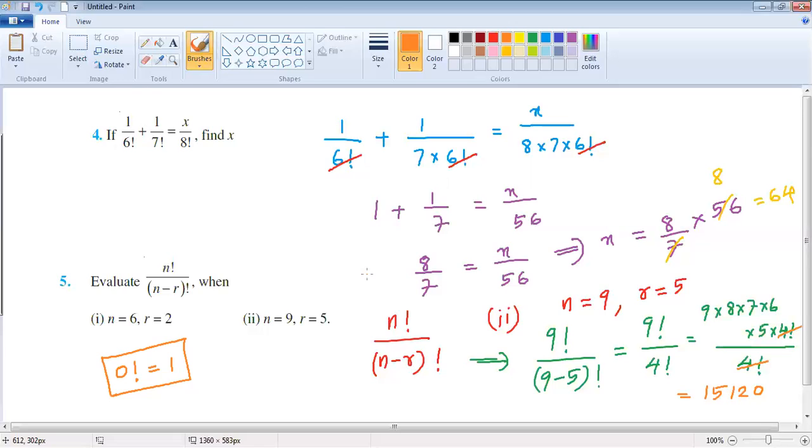Now we will move to the next concept, permutations and combinations. Both are about the number of arrangements, how many ways you can arrange things. So that we will discuss in the coming class.